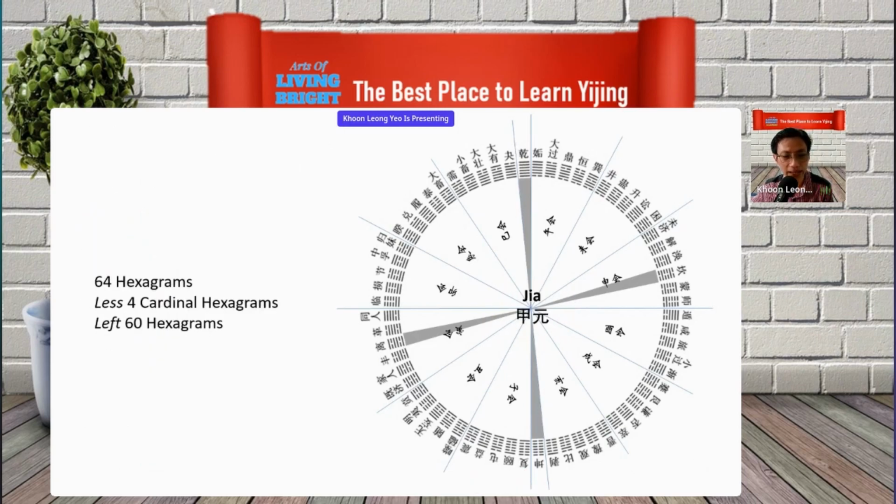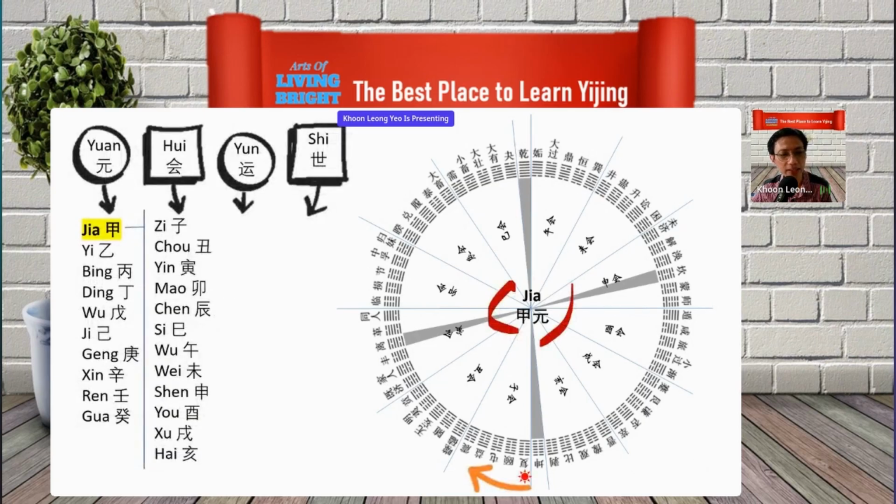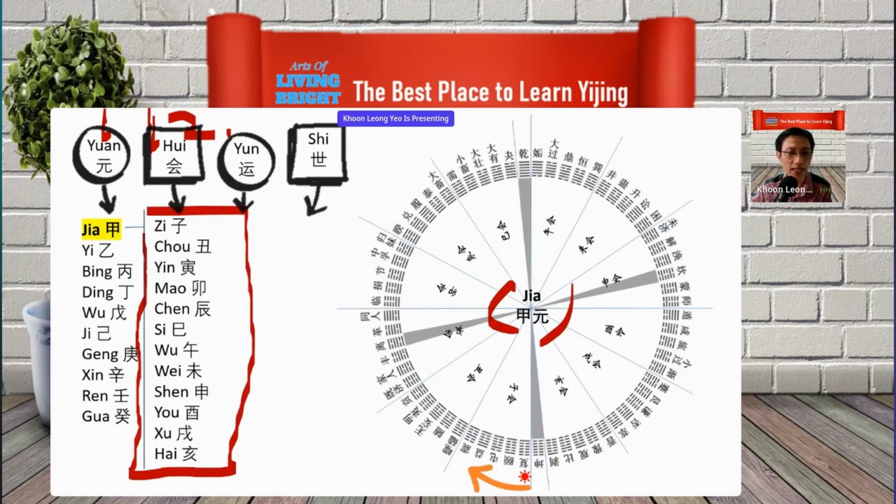So in this circular diagram, remember we say that in the Jia Yuan, 1 yuan equals 12 hui, right? 1 yuan equals 12 hui. So the best way to record 12 is to use the Earthly Branches (EB). You can number it as EB1, EB2, EB3, all the way to EB12, up to you. And then if you translate this EB into diagram mode, this is what it looks like.